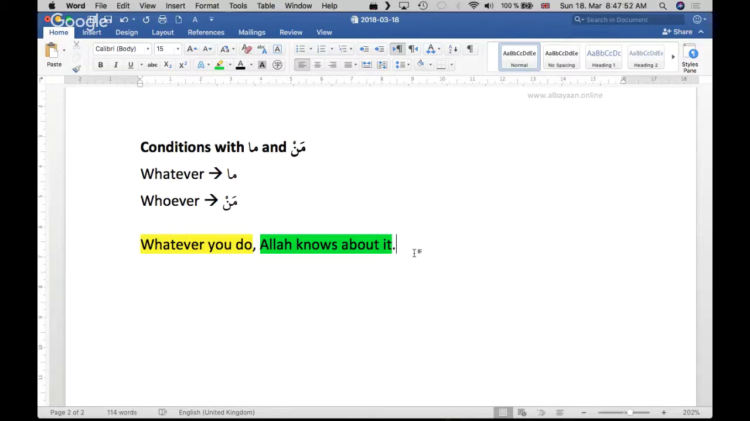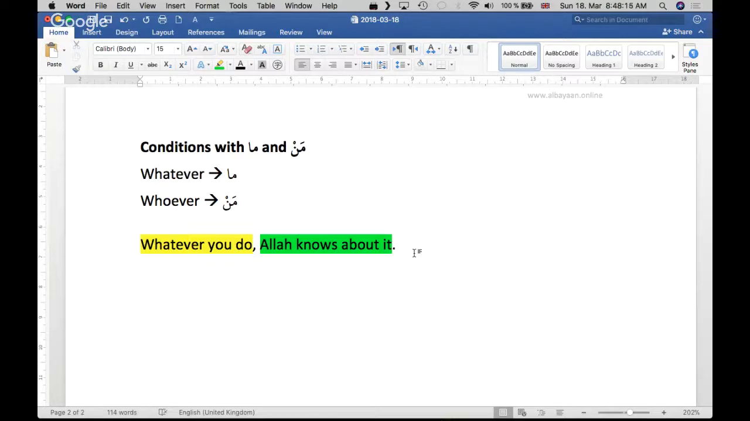Okay. So this is an example of a condition that is definitely possible. There is no conditionality in it as if it may or may not be possible. It is absolutely possible, and it is a definite condition because whatever you do, Allah knows about it. Okay. There could be other examples.